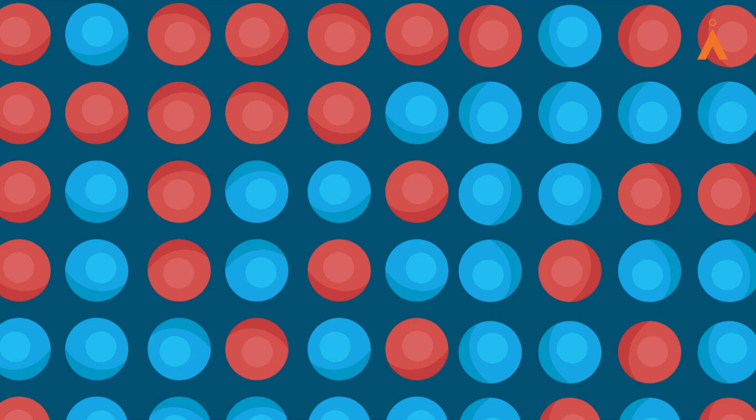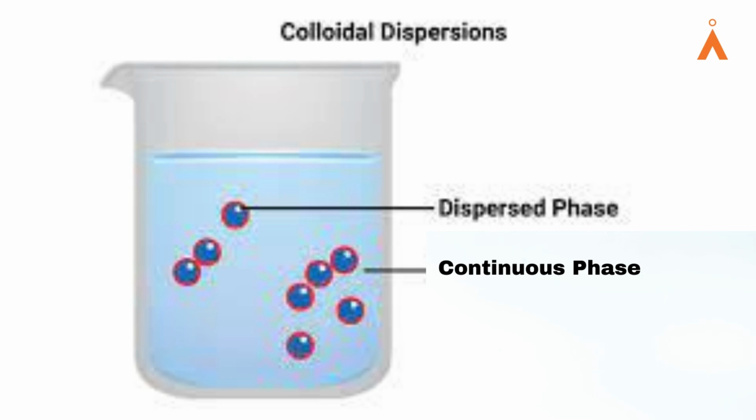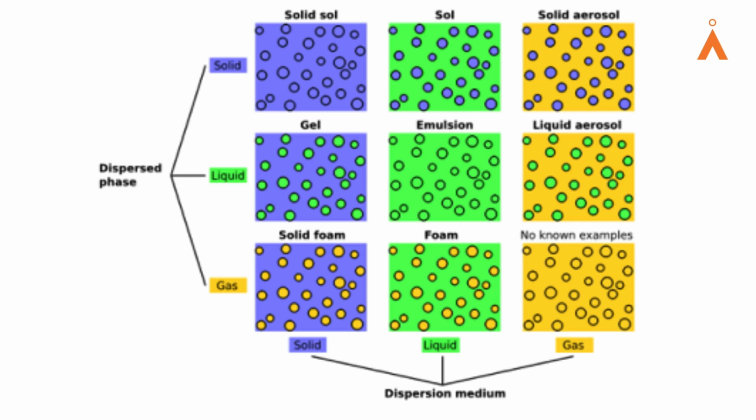A colloid is a heterogeneous mixture where tiny particles are evenly dispersed throughout a medium, however, without dissolving. It consists of a dispersed phase and a continuous phase, displaying distinctive traits like Tyndall scattering.